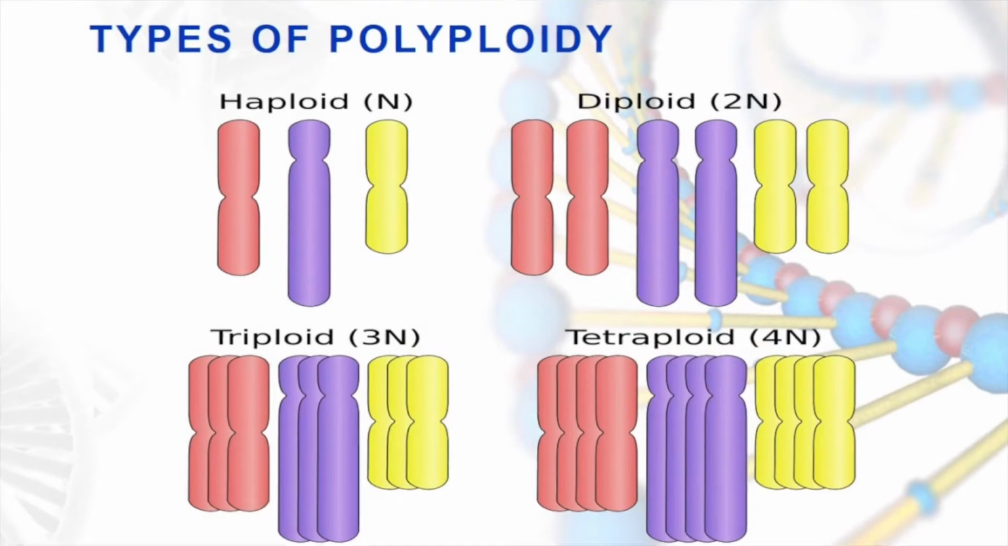Now we have a question sent in from one of our viewers. Allison from New Jersey asks, what is polyploidy? Great question, Allison. Polyploidy occurs when errors in cell division lead to extra copies of chromosome sets, which may cause sequence changes.